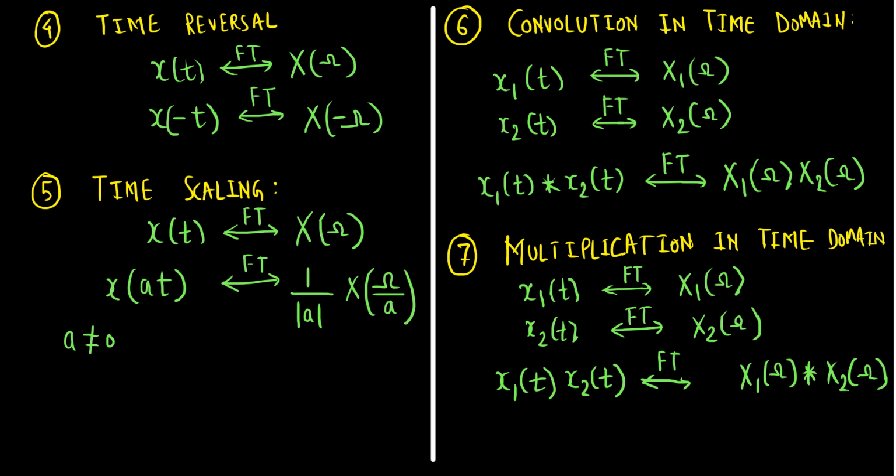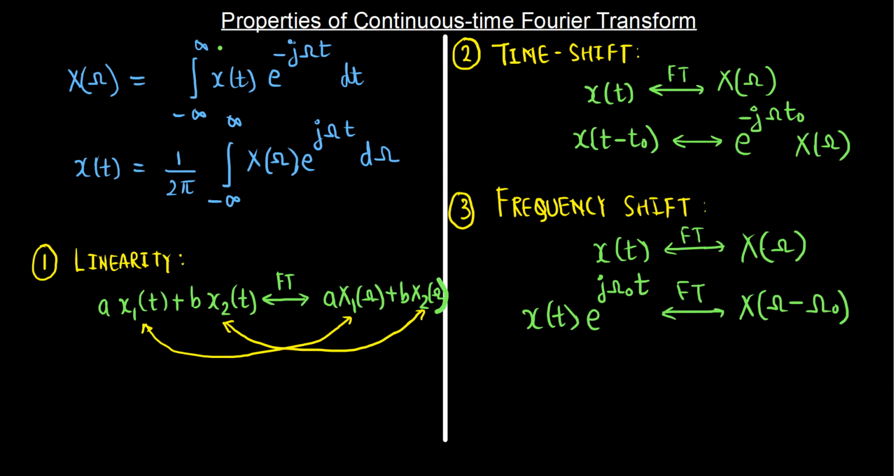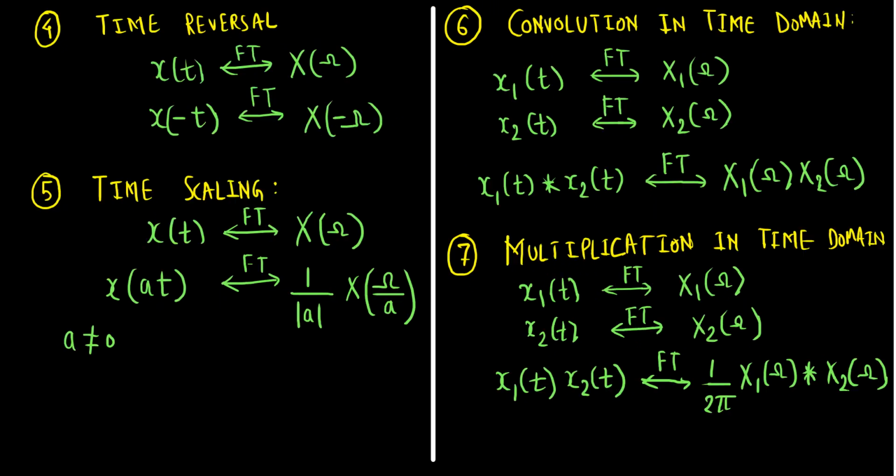The only change here is going to be the scaling factor. The scaling factor is going to be 1 upon 2 pi. This is because of the 2 pi in this synthesis equation. You can see this 2 pi here. So there's going to be a factor of 2 pi. So you can see from this property that if we multiply in the time domain, we are going to get the convolution in the frequency domain, and vice versa.